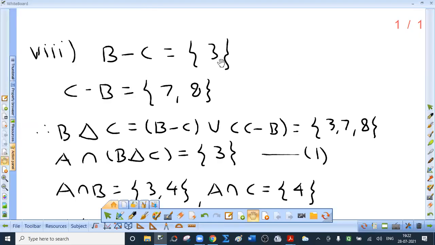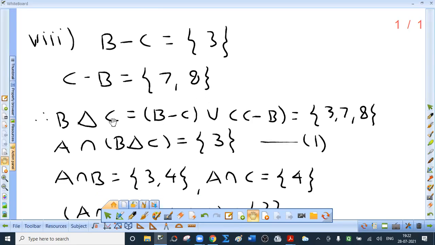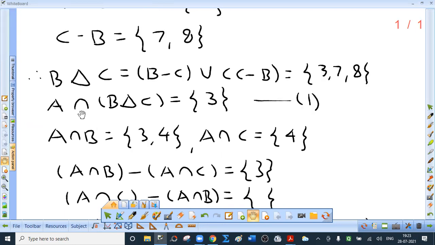Sum number 8. B minus C is 3, C minus B is 7, 8. So B symmetric difference C, or B delta C, is, as per definition, B minus C union C minus B. In short, this is the occurrence of exactly one of the two: the elements which are present in exactly one of the two sets. So they are 3, 7, 8. So common elements are to be excluded. Now its intersection with set A: 3.